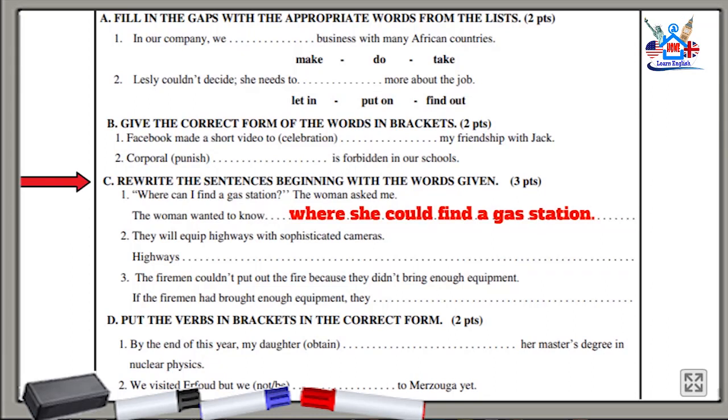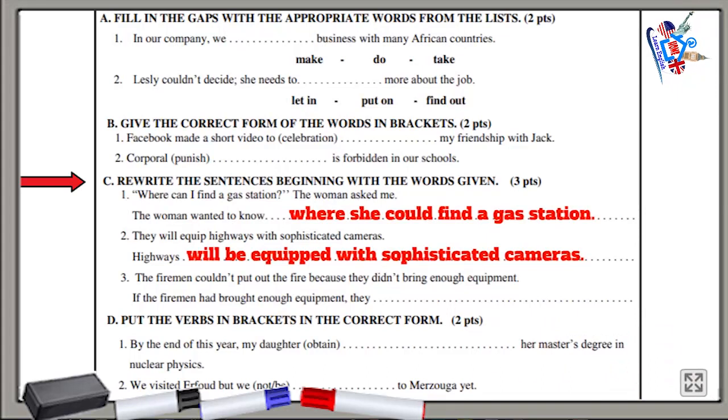Number 2. They will equip highways with sophisticated cameras. Highways will be equipped with sophisticated cameras. No need to use "by them."